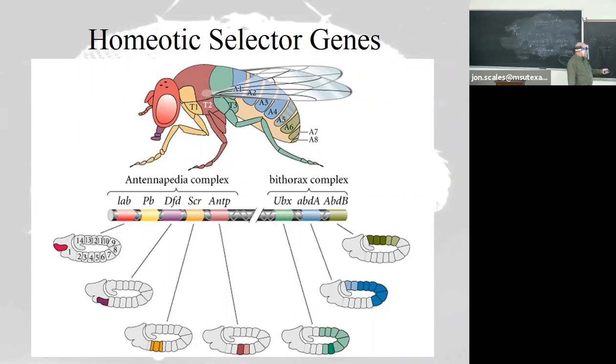Ultrabithorax restricts Antennapedia to that segment, or those 2 segments only. Abdominal A restricts Ultrabithorax to primarily the 3rd thoracic segment, and abdominal B makes abdominal A be expressed most highly in the 1st abdominal segments. But it's not 100%, but it's a higher versus lower expression.